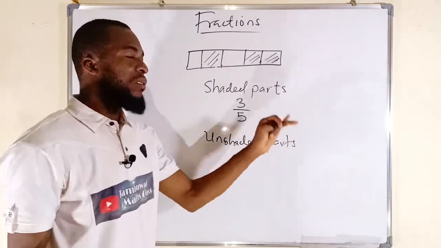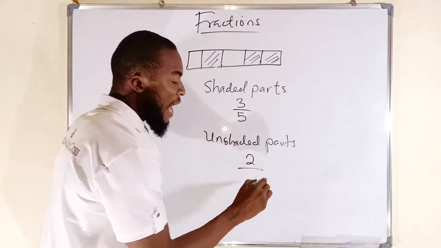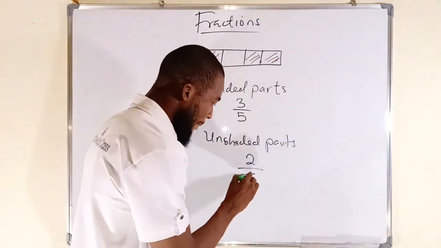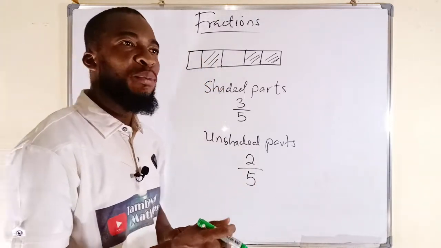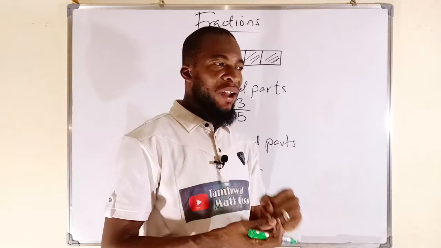The unshaded parts, you can see they are just 2, right? Unshaded part out of the total 1, 2, 3, 4, 5. All these are examples of proper fractions. So what about improper fractions?